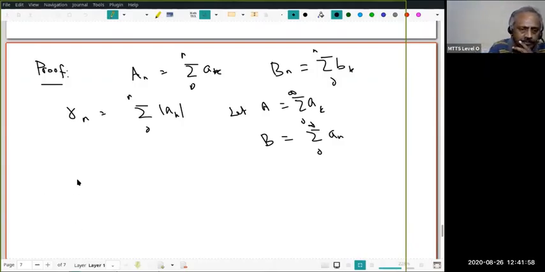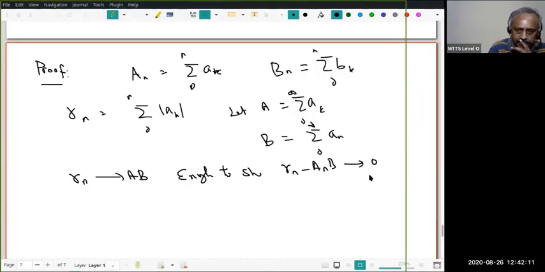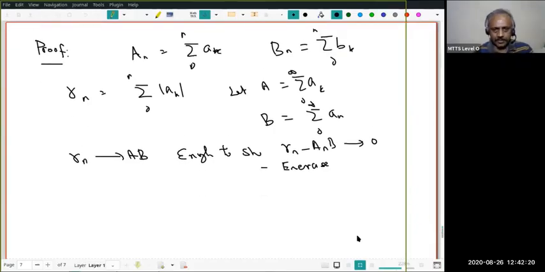What do we want to prove? We want to prove gamma n converges to AB. Okay. I claim it is enough to show gamma n minus A_n B goes to 0. Okay. This is left as an exercise. Okay, I just now proved it. Okay. In the textbook, they will not even show. It's enough. Okay. It's enough to show this goes to 0. Okay. So to prove that, let epsilon positive be given.